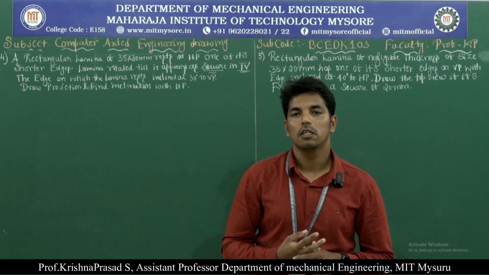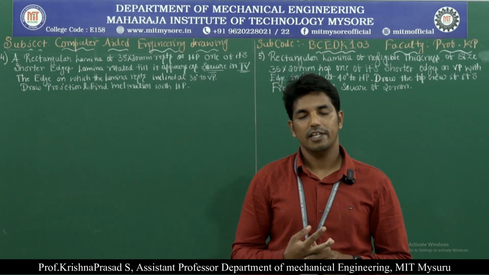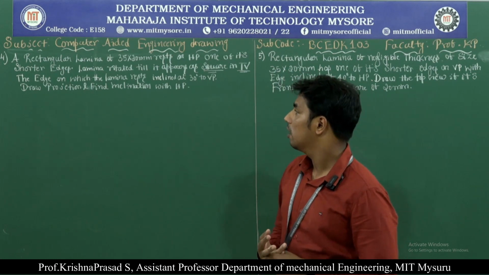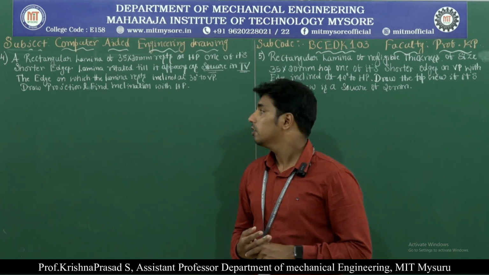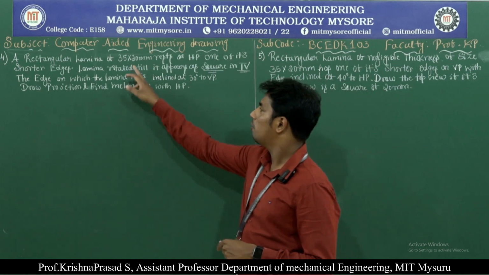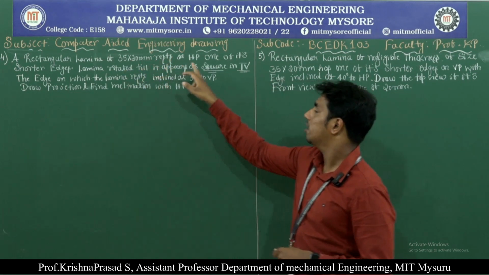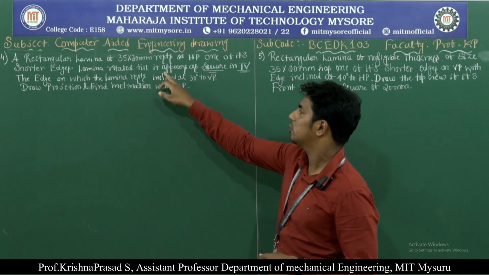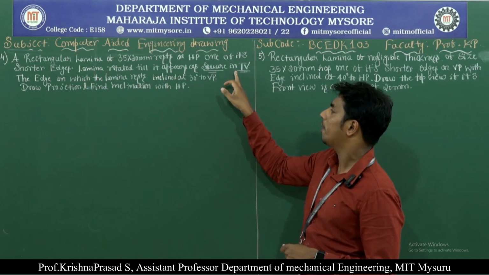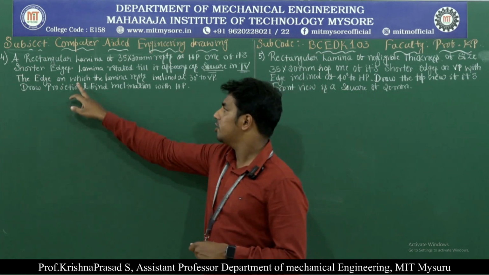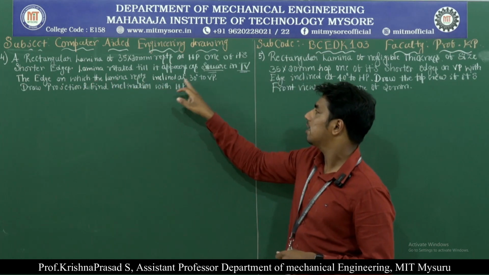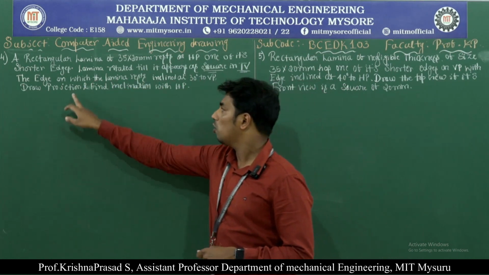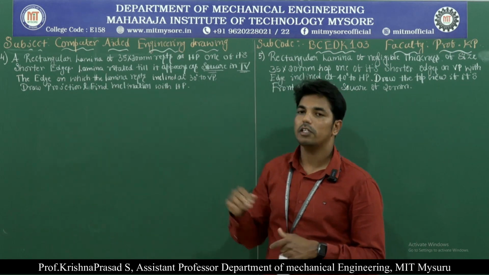Welcome back, students. Now we are moving on to the next problem. It is regarding the rectangular lamina. Okay, so here the rectangular lamina of 35 into 25 mm rests on HP with one of its shorter edges of the lamina. It is rotated till it appears as a square in the top view. The edge on which the lamina rests is inclined at 30 degrees to VP. Draw the projection and find the inclination with HP.